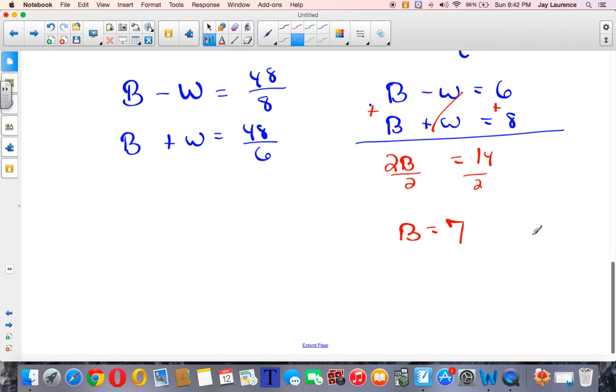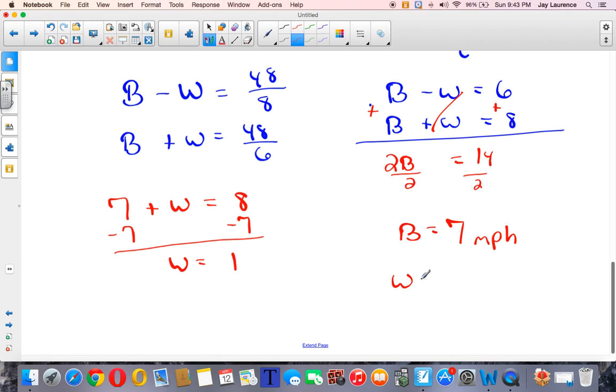So Benny's speed is 7 miles per hour. All right, so if I do 7 plus W equals 8, well, you could probably see that W is 1, but if you can't, subtract 7 from both sides, and W is 1. So then the wind speed equals 1 mile per hour.